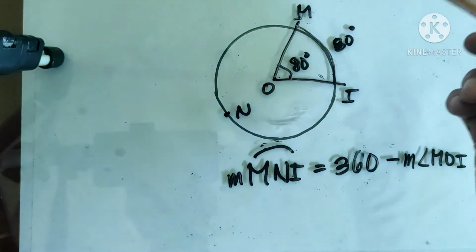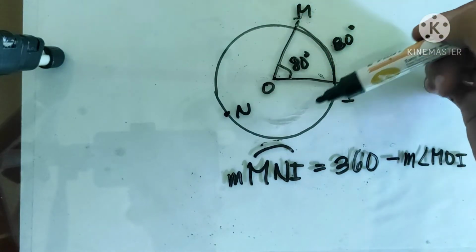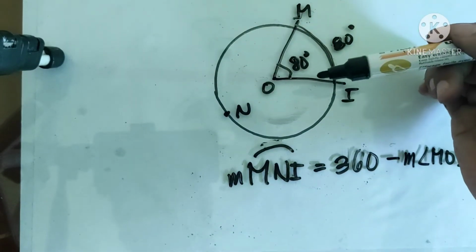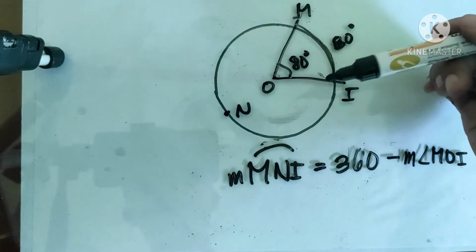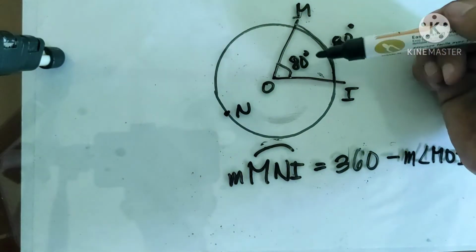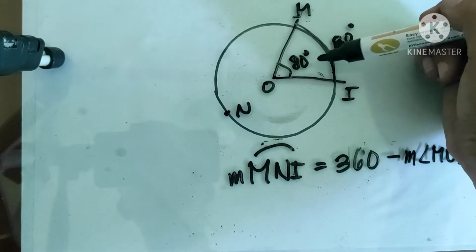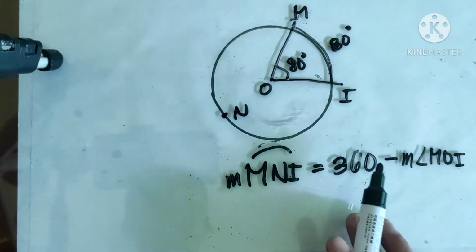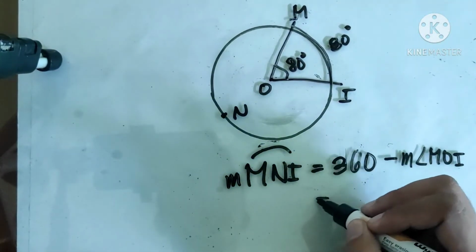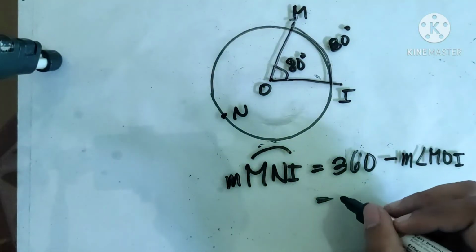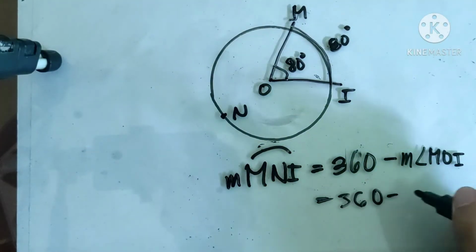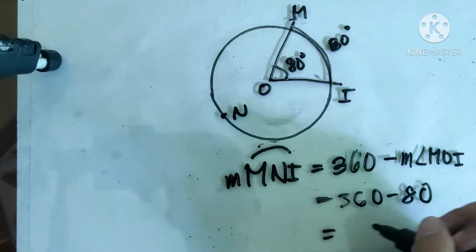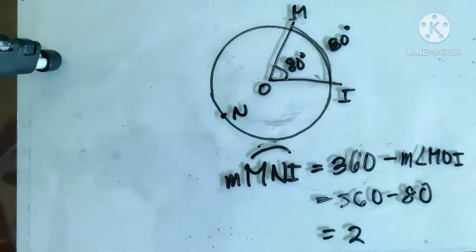So, para makuha yung major arc natin, we just need to deduct our given na central angle from 360. Okay, so for example, we have 80 pa din. So 360 minus 80, we have 220.